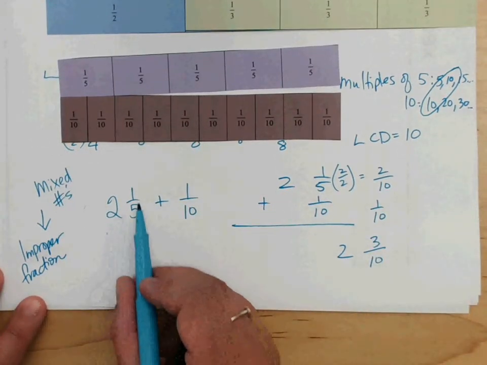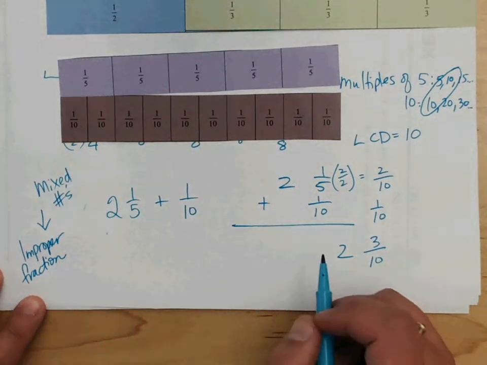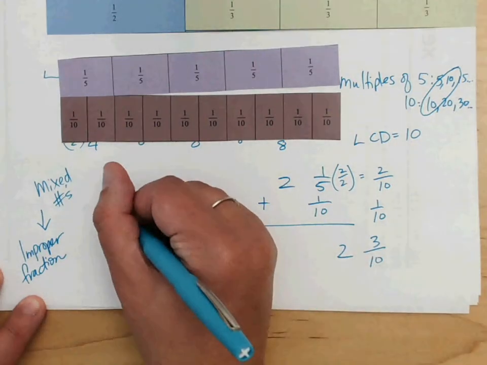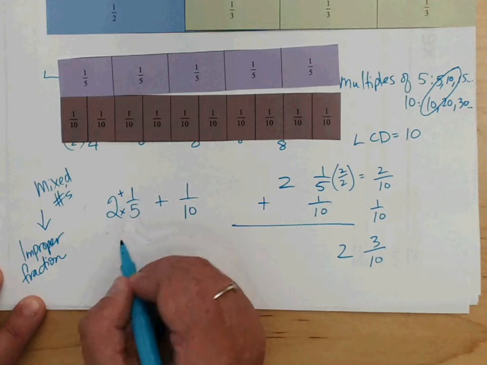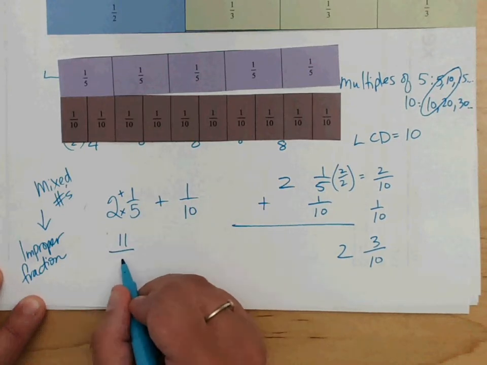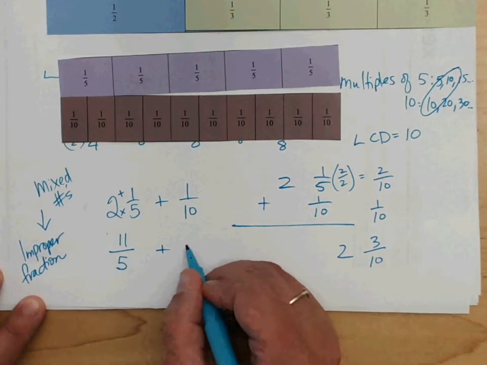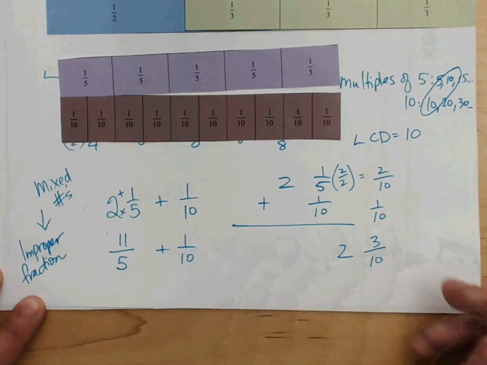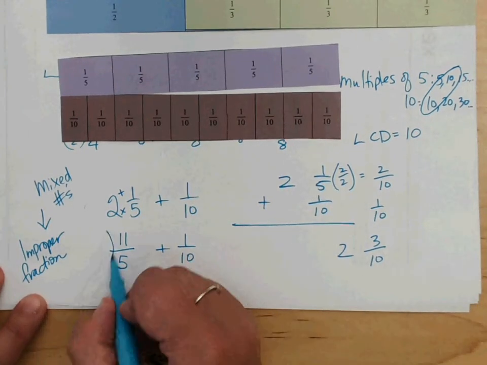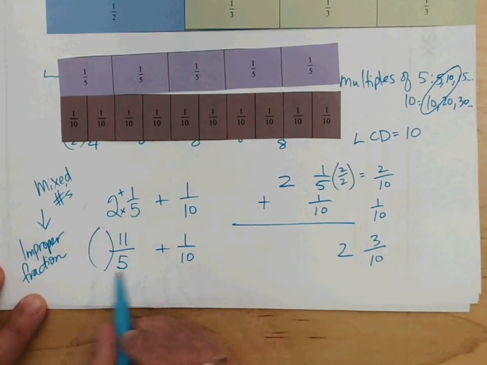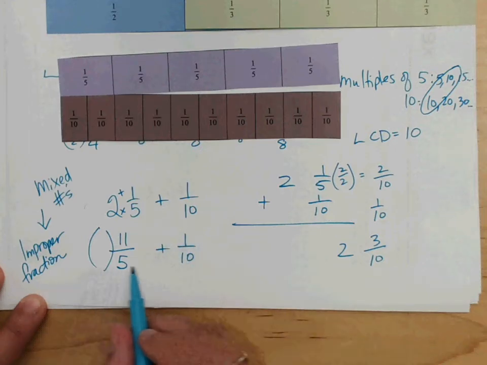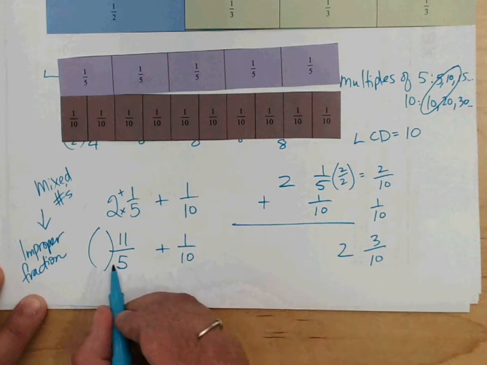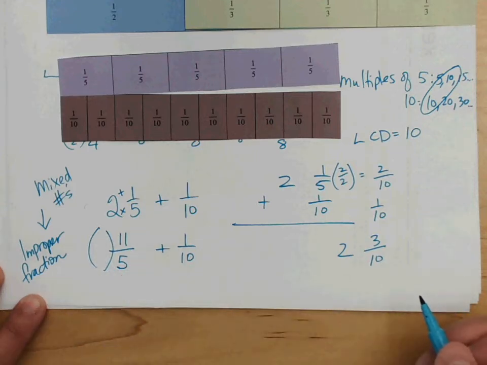How do I make this mixed number into an improper fraction? Okay, so that's 10 plus 1 is 11 over 5, plus 1 over 10. I have to have them both have a denominator of 10. This one already has 10, but because 5 goes into 10, what can I multiply the numerator and denominator by here?